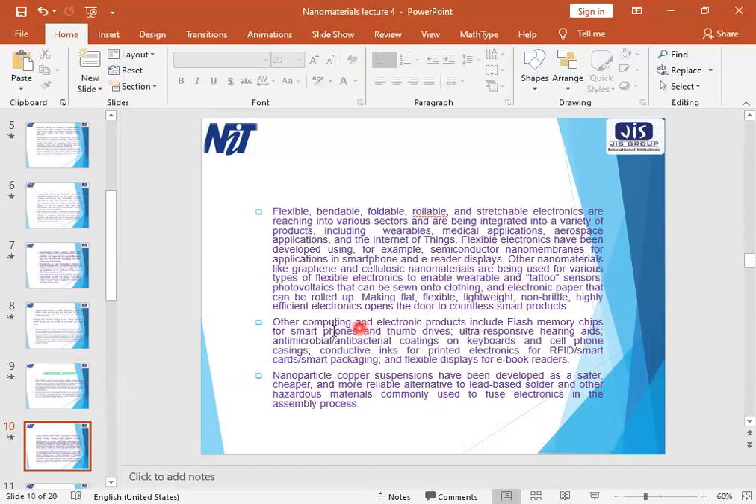So other computing and electronic products include flash memory chips for smartphones and thumb drives, ultra-responsive hearing aids, antimicrobial, antibacterial coatings on keyboards and cell phone casings, conductive inks for printed electronics for RFID smart cards, smart packaging, and flexible displays for e-book readers can be made with the help of nanomaterials. You see, the smartness is there because of miniaturization. Nanoparticle copper suspensions have been developed as a safer, cheaper, and more reliable alternative to lead-based solder and other hazardous materials commonly used to fuse electronics in the assembly process.